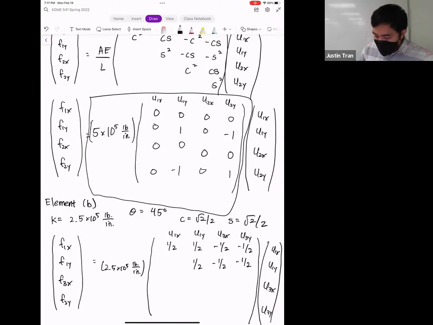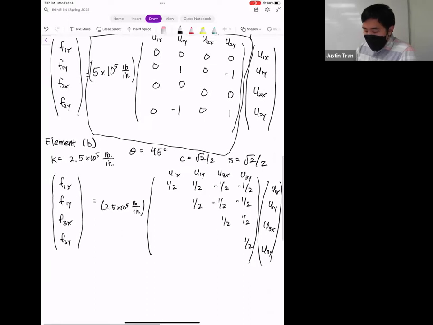Then we have the third row. So third row starts with cosine squared, and so that's going to be a positive 1/2. Then we have cosine sine, and so that's going to be a positive 1/2. And then finally, in the bottom right, we have a sine squared, which is going to be another 1/2 there.